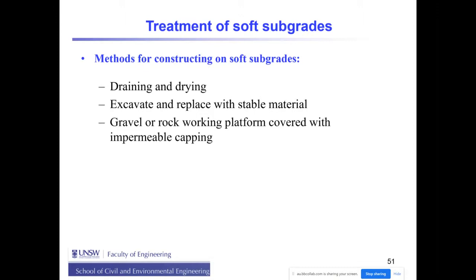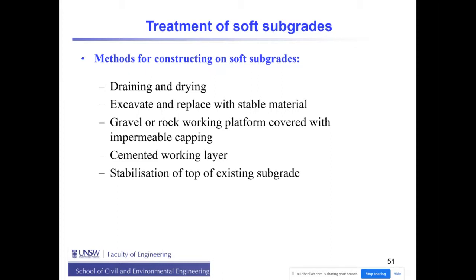covered with impermeable capping. Again, we use one impermeable capping at the top in order to stop water getting into the soil and decreasing the CBR value. Another method is to use cemented working layer. Again, make the surface impermeable. The other method is to use some additive materials to the soil and stabilize the existing subgrade. The other method is using geotextile and geogrids in order to improve the CBR value.